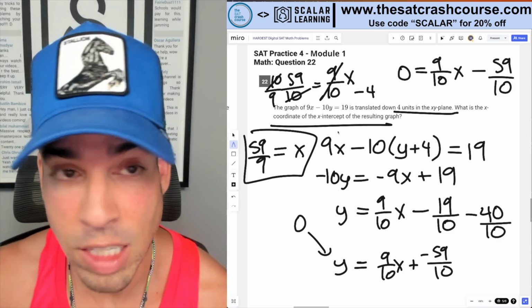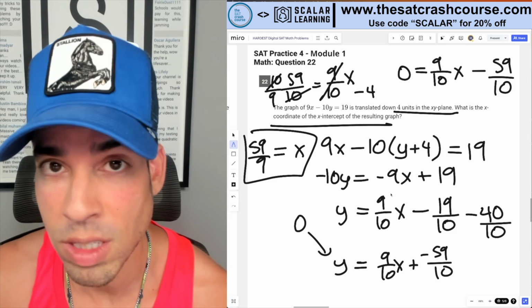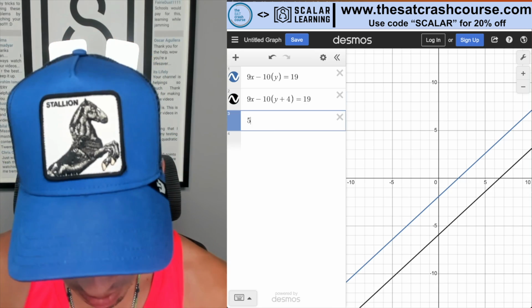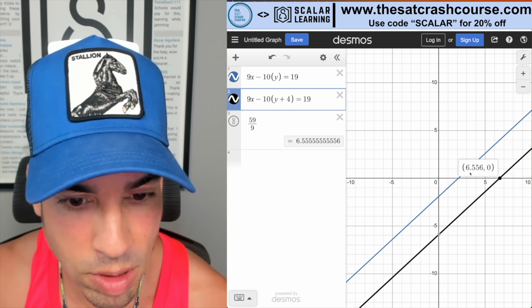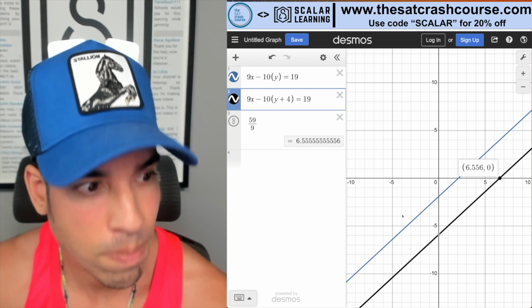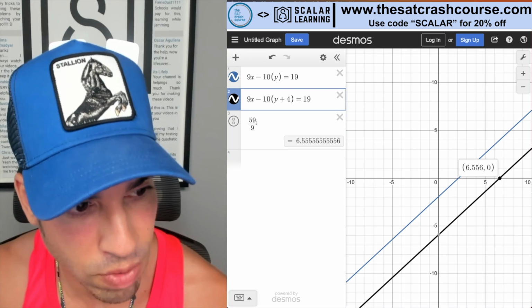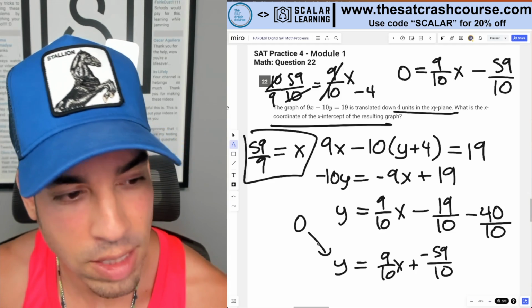And now you can see 59 over 9. I'm going to plug it into Desmos and show you that it's equivalent to the decimal answer we got from graphing. 59 over 9 is 6.5 repeating, which again is the same as this 6.556 that's just rounded up. So anyways, you could answer it as this fraction or the decimal. That's how you do it.